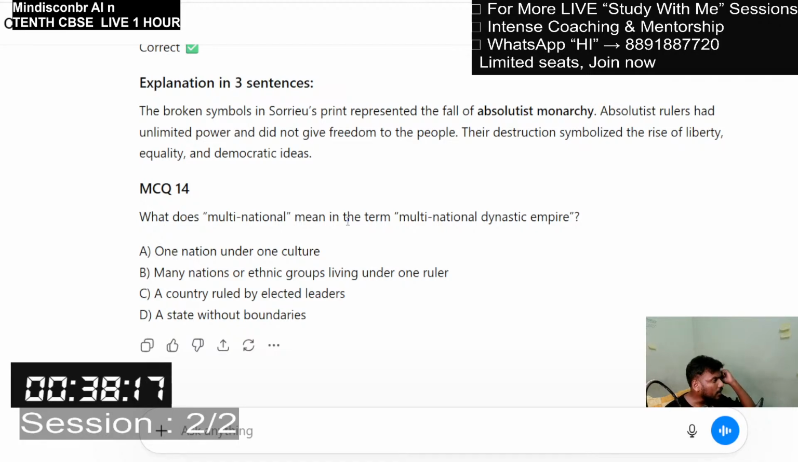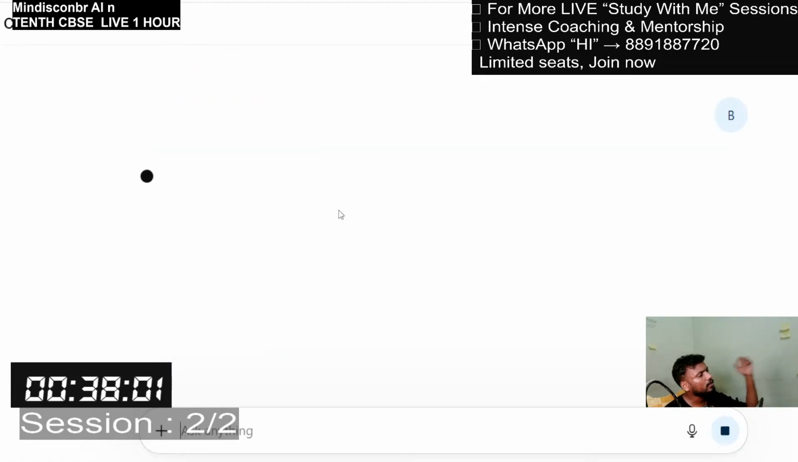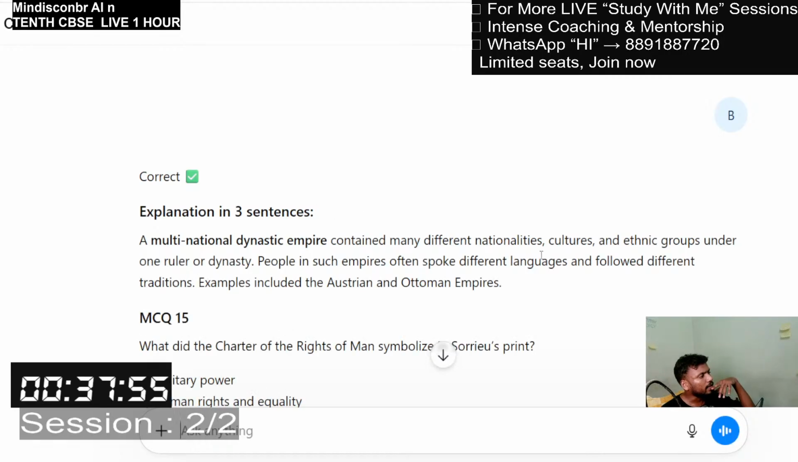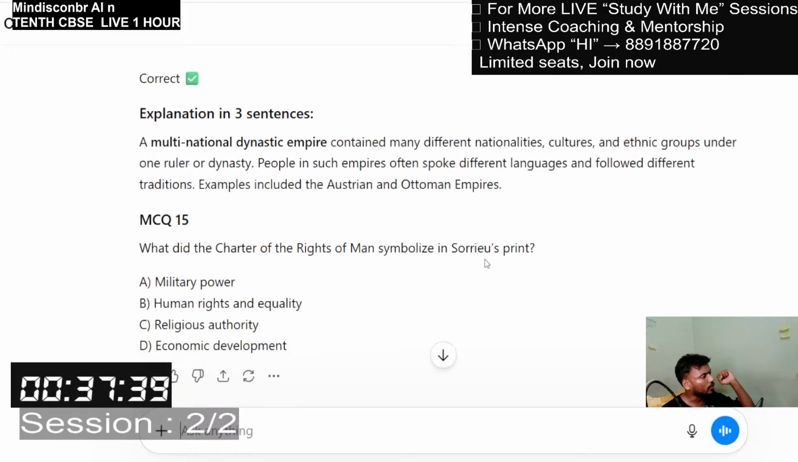One nation under one culture, many nations or ethnic groups living under one ruler, a country ruled by elected leaders, a state without boundaries. Many nations or ethnic groups living under one ruler. A multinational dynastic empire contained many different nationalities, cultures, and ethnic groups under one ruler or dynasty. People in such empires often spoke different languages and followed different traditions. Examples included the Austrian and Ottoman empires.